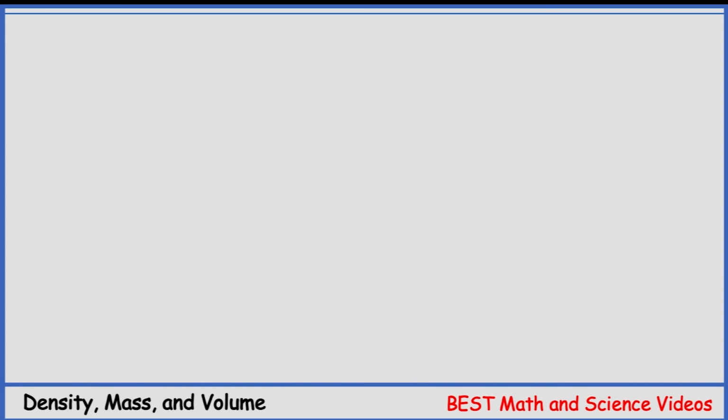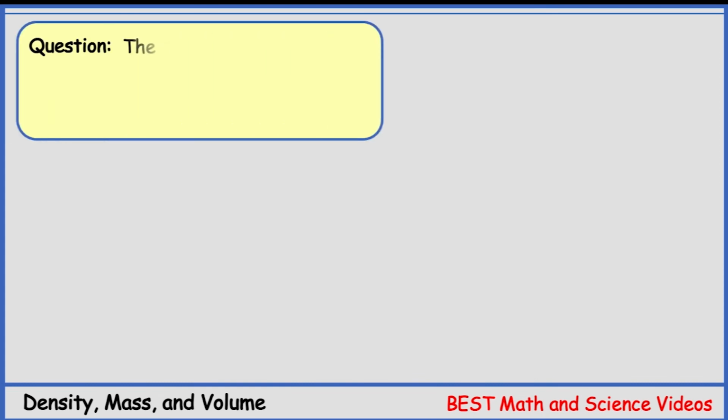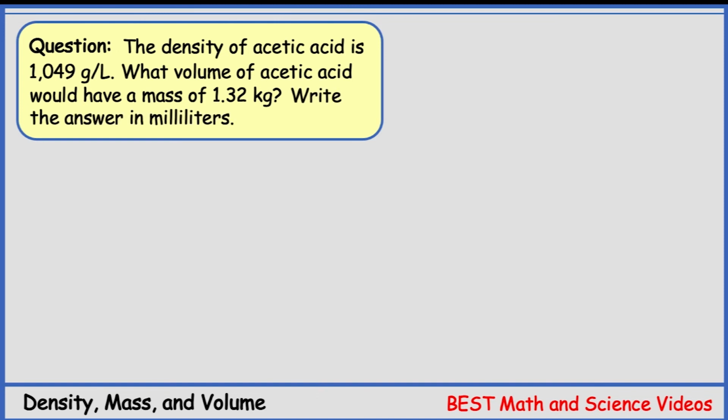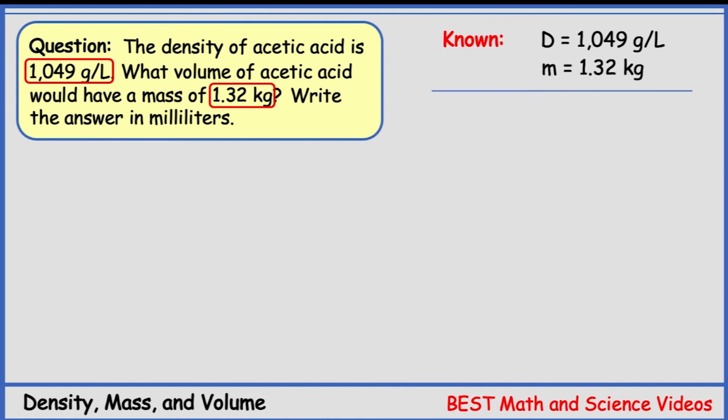Let's look at one more example. The density of acetic acid is 1,049 grams per liter. What volume of acetic acid would have a mass of 1.32 kilograms? Write the answer in milliliters. We know that the density is 1,049 grams per liter, and that the mass is 1.32 kilograms. We want to know what the volume is.